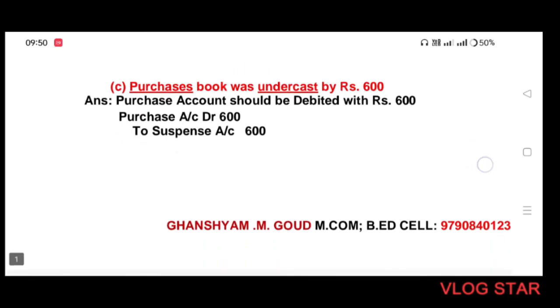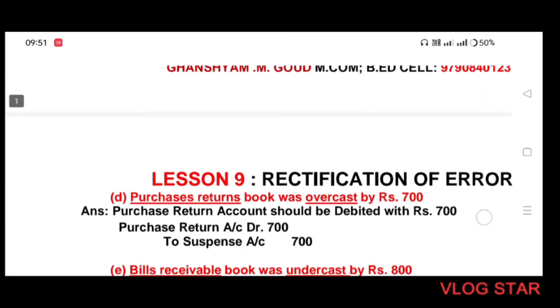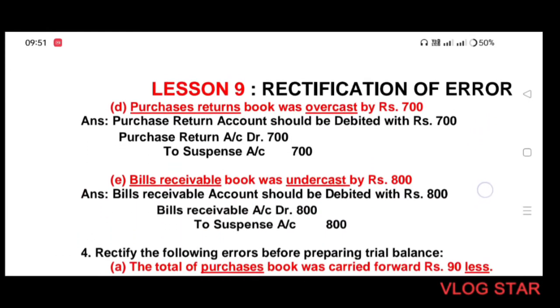Next question. Purchases book was undercast by rupees 600. Undercast means original entry you have to write. So purchase account is a debit balance. So you have to write purchase account should be debited with rupees 600. Journal entry, if they ask, you can write purchase account debit to suspense account 600. Now we move on to next point. D.